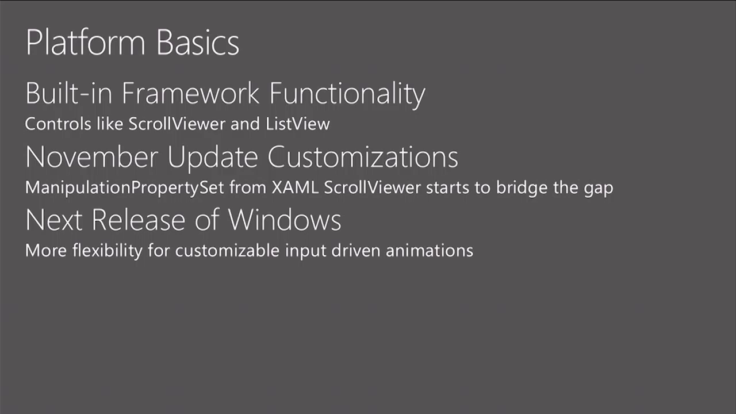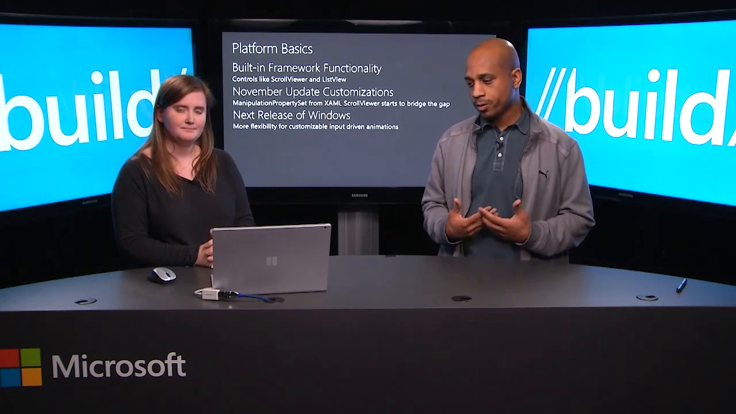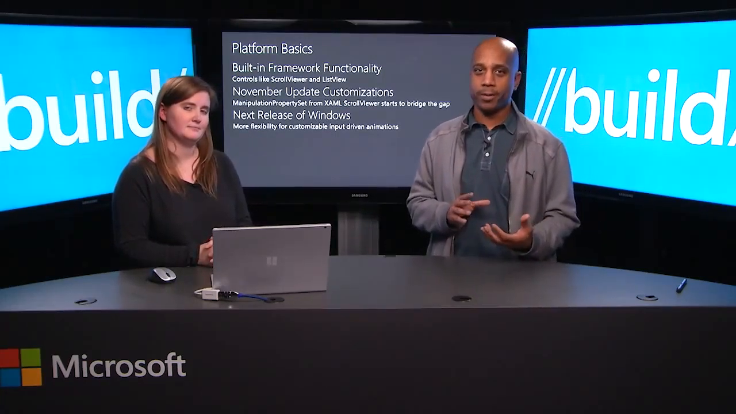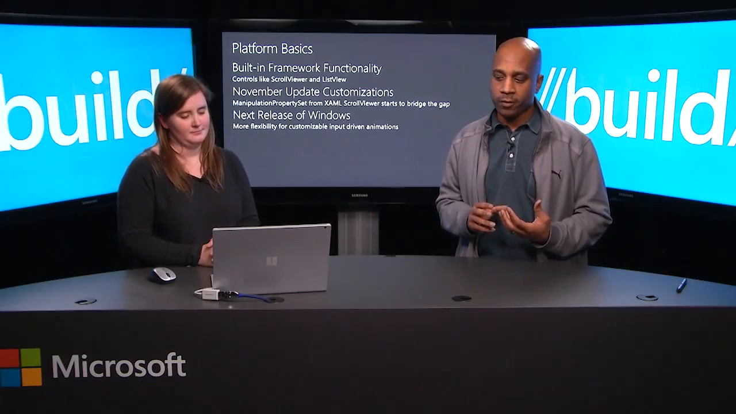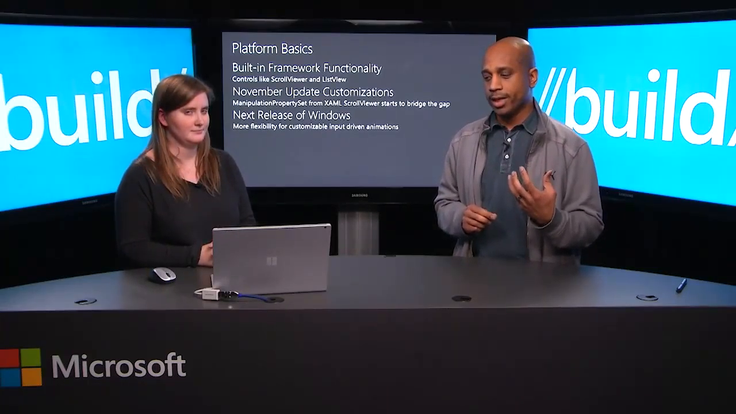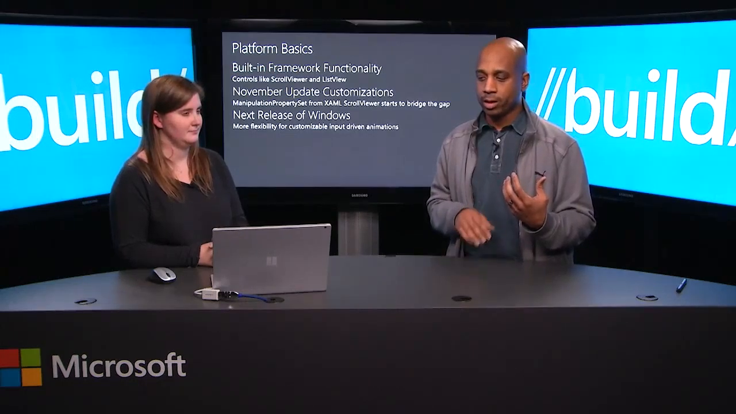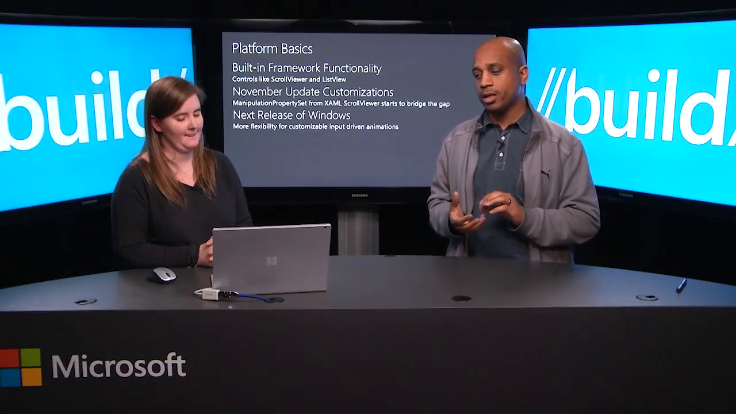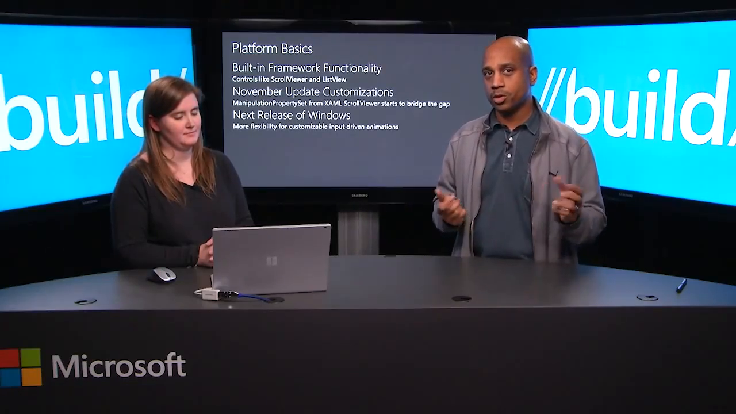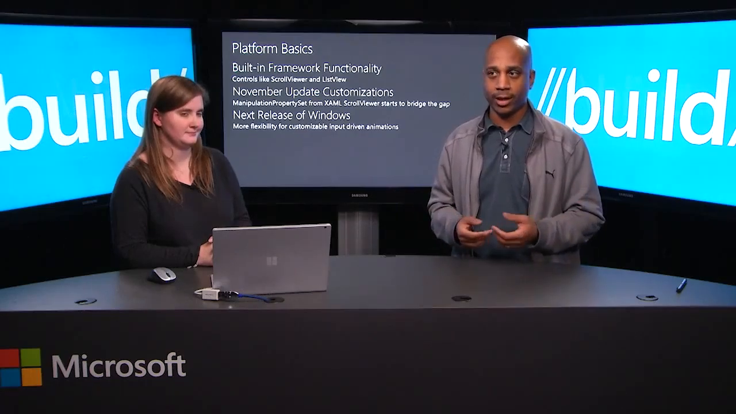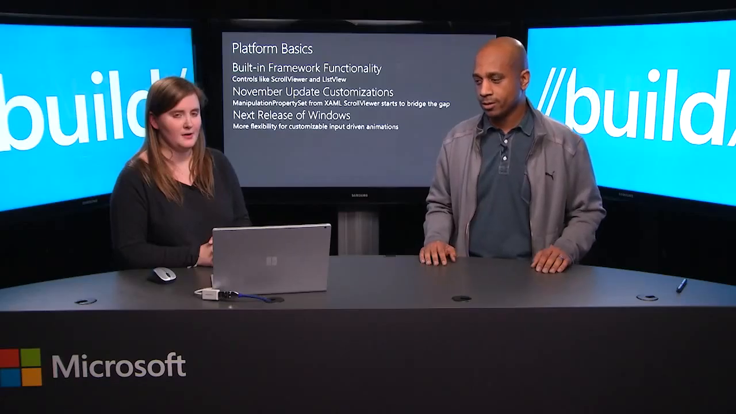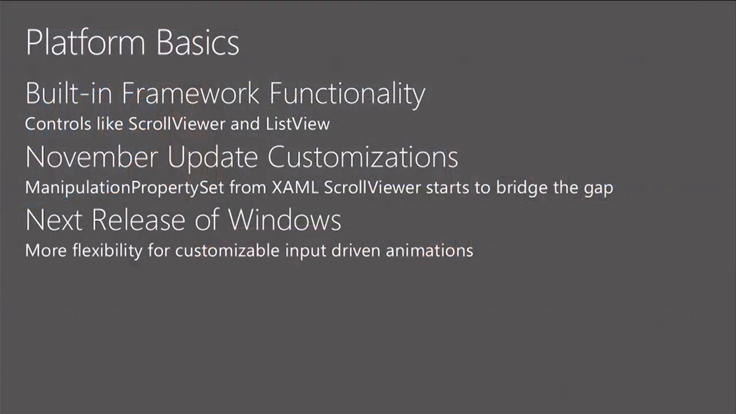Right. So we heard some of the feedback from the developer community, and in the November update, we exposed a new object called the manipulation property set. It's a way for you to get a property set that contains the underlying data that's driving that scroll viewer or list view on screen. You can then use that data to bind expressions, referencing them in expressions that you bind to other visual targets, to create things like sticky headers or simple parallax experiences. Right, so this is a great way to bridge the gap, but you're still somewhat constrained to what the control itself was intended to do.